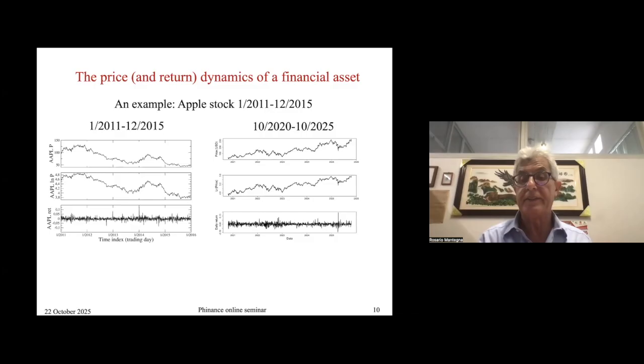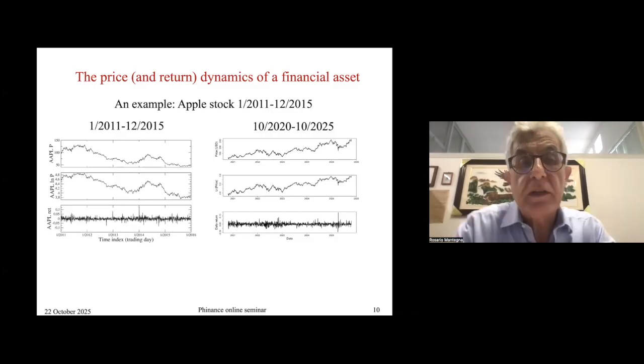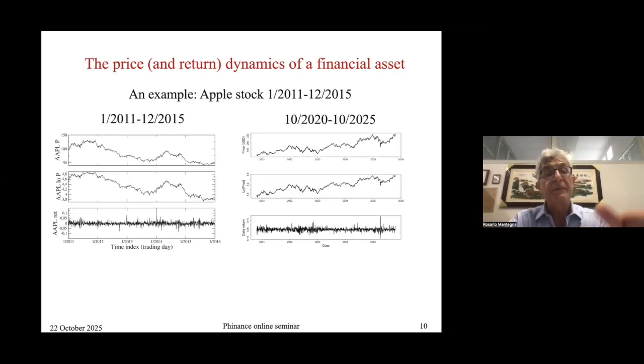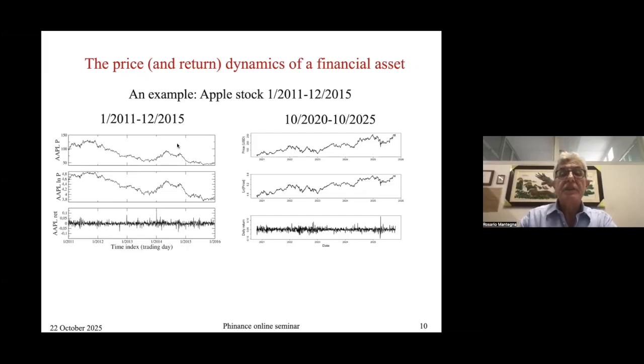Here I'm showing a plot of the price of the Apple stock in two periods, each of about 5 years: the first recorded approximately 10 years ago, and the other in the last 5 years. You see in these figures the price in US dollars. Then you see the log of the price.